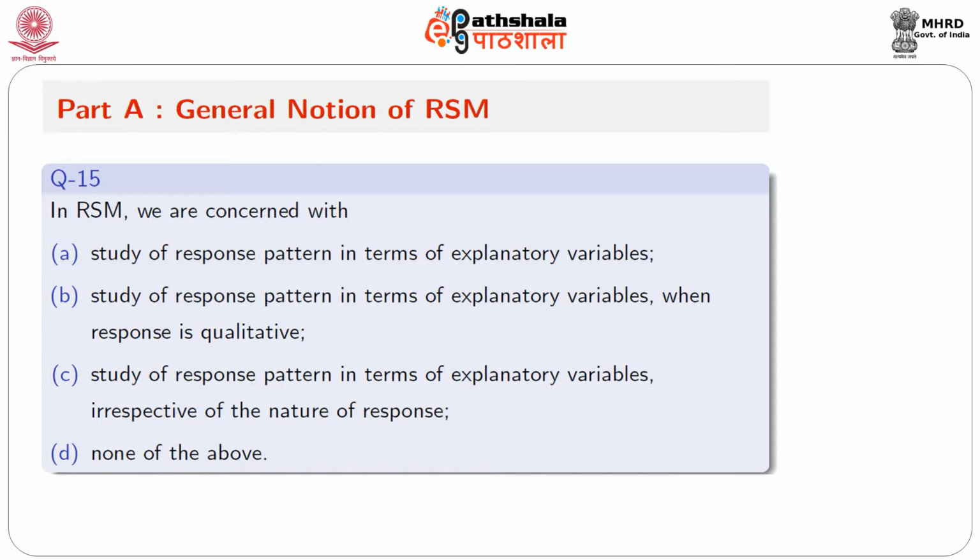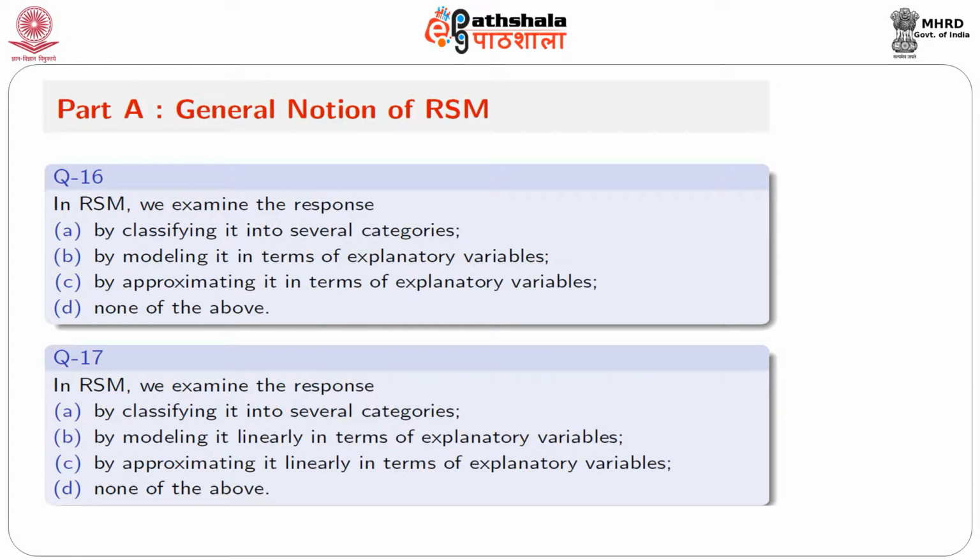So here, 15 is the next one. In RSM we are concerned with the study of response pattern in terms of explanatory variables when the response is qualitative. Ruled out. Or the study of response pattern in terms of explanatory variables irrespective of the nature of the response. That is also ruled out. So here it is none of the above. Next.